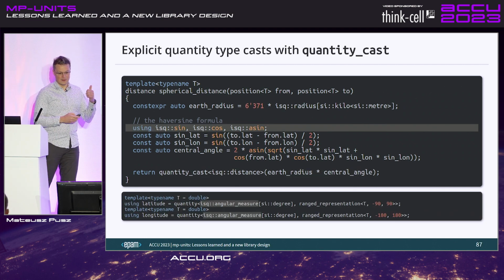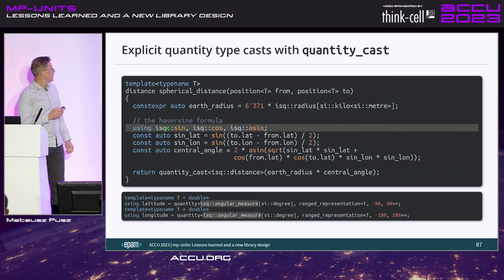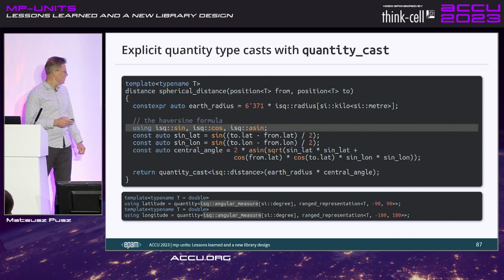By the way, notice this thing. This bothers me, right? My quantity is using angular measure from the ACCU system. And I have to explicitly do using namespace or using specific functions from the ACCU namespace here. But you may wonder why I have to do it. There is ADL. ADL should find this ACCU namespace for us, calling sine at least, right? So why does it work?